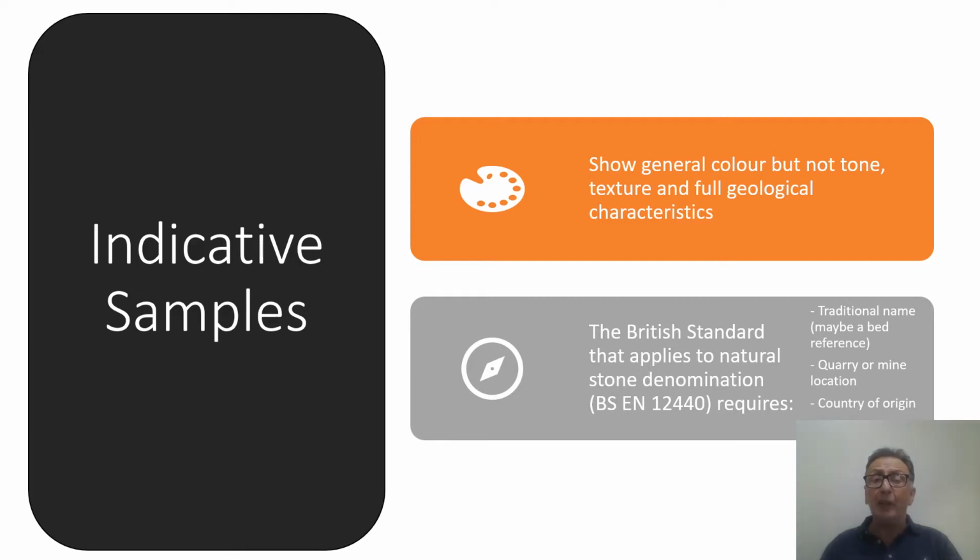These samples may only be 10 centimetres by 10 centimetres squared, so they're relatively small, and while they may show the general colour of a sample or a stone, they may not give you a full appreciation of the texture and the general geological characteristics of that material. We would always advise that samples of a much greater size and a better reflection of the actual stone to be used are examined. We'll look at this with regards to range samples and a more detailed examination of the stone later in this talk.